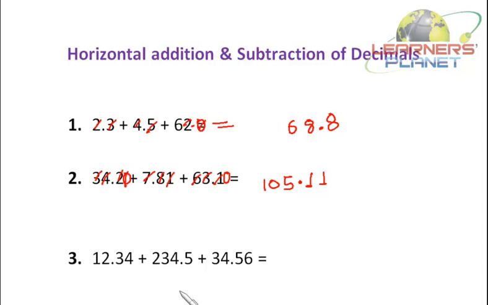Now let's take the next problem. It's 12.34, 234. Let me write a 0 over here to make the numbers even, to make the digits even. Now let's begin. It's 4 plus 0, 4 plus 6, 10. I write a 0 over here and 1 will be carried. 1 plus 3, 4 plus 5, 9 plus 5, 14. I write 4. 1 will be carried. I put a decimal. Then 1 plus 2, 3 plus 4, 7 plus 4, 11. I write 1 over here and 1 will be carried. 1 plus 1, 2 plus 3, 5 plus 3, 8. Now I am left with 2 only. So the final answer is 281.40.